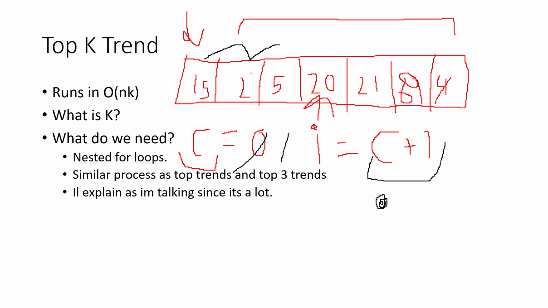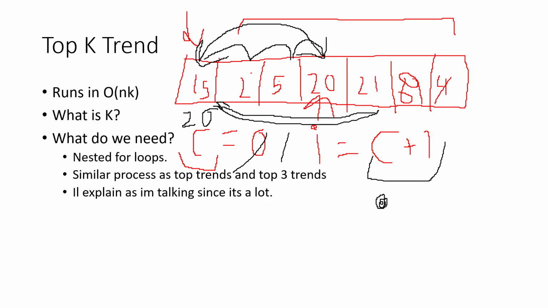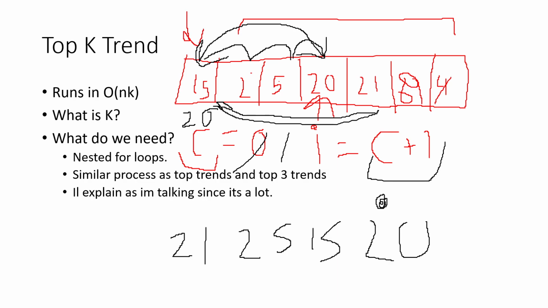You iterate through here, iterate through here. Oh, I found this guy that's bigger. Swap these guys. Now this is 20. And then I continue to iterate. So this is 20. I iterate to 21. I swap these guys. Then 21 here. So it's 21, 2, 5, 15, and then 20. And then 69. 69's bigger than 21, so I swap these two.